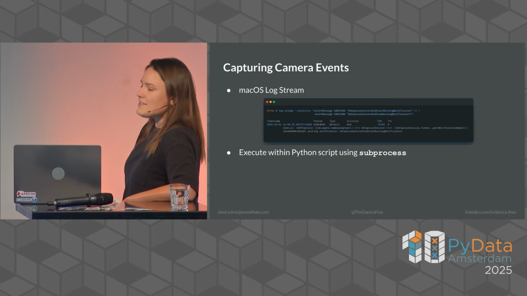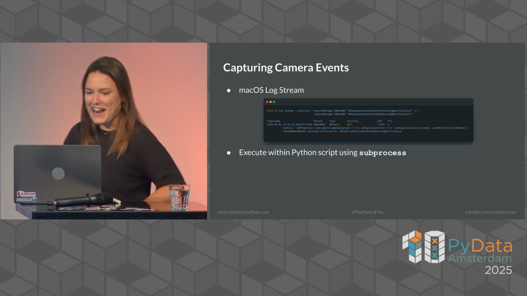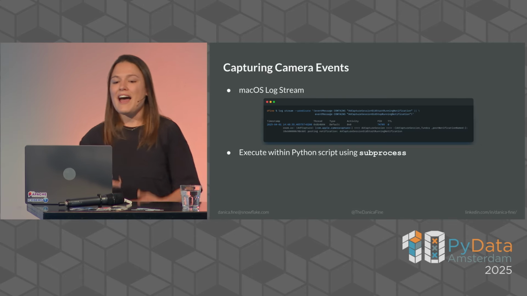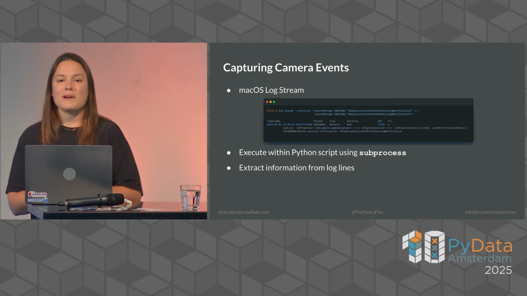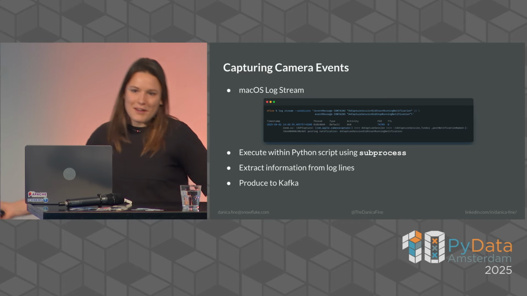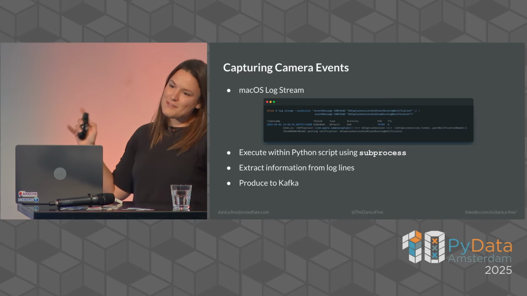So let's execute it within Python using subprocess and have it be a long-living thing. Every time one of these log lines appears, I can capture that, extract the relevant information, map it to the schema that I created, and then produce it to Kafka. Bam. Does it feel like a hack? It doesn't matter, because it works.